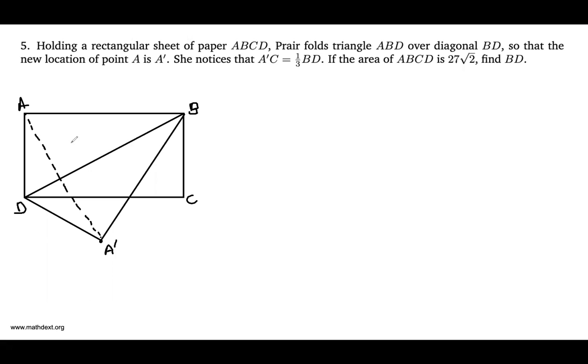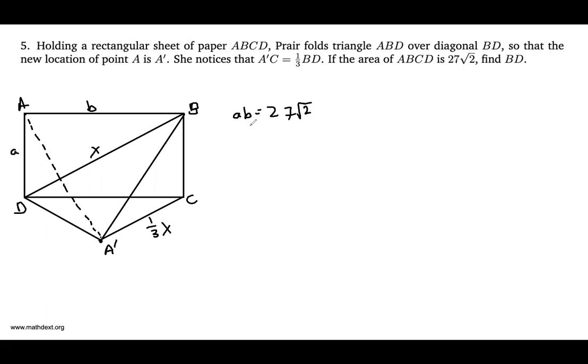So we want to find the diagonal BD given a few things. First of all, we know that A prime C, this length, is 1/3 the length of BD. So let's call this length BD X, and A prime C is 1/3 X, and we're going to try to find X in this problem. We also know that the area of ABCD is 27/2, and remember that the area of any rectangle is length times width. So why don't I call this length little a, this length little b, and we have little a times little b equals 27/2.